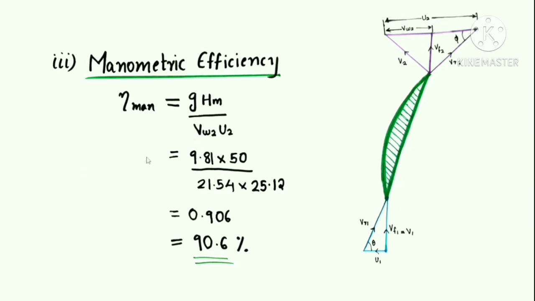So manometric efficiency is found out by the equation that we already know, that is g Hm by Vw2 into U2. As we already know the values of each component, we put the values and we get the answer.